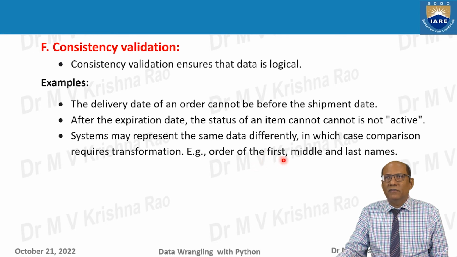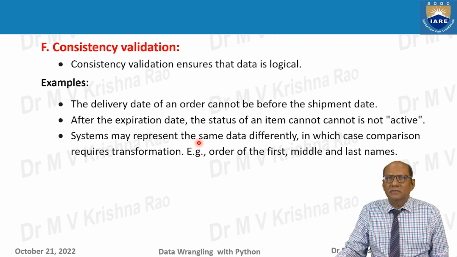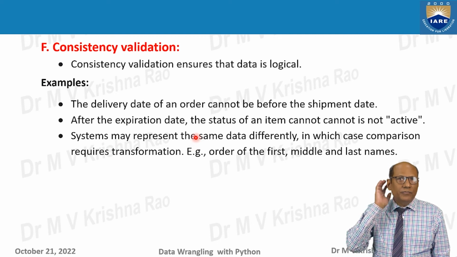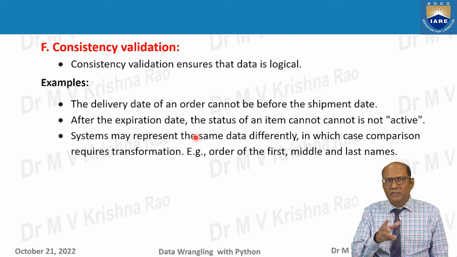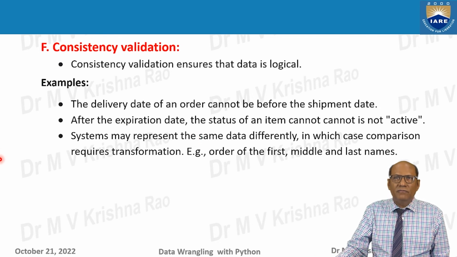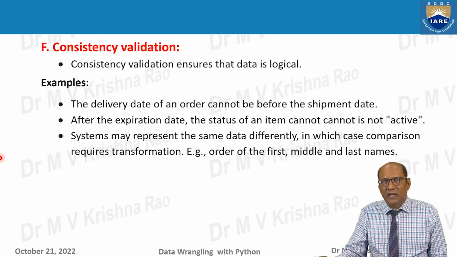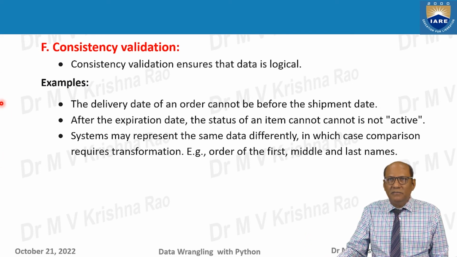Example, the order of the first, middle and last name. Here some systems, some edit boxes or online forms, may ask for the last name, then the first name after the last name, and the middle name at the end, like that. Some user interfaces ask for the first name, middle name, last name, in the natural order.